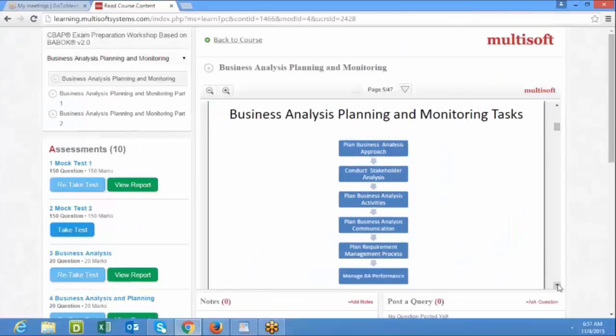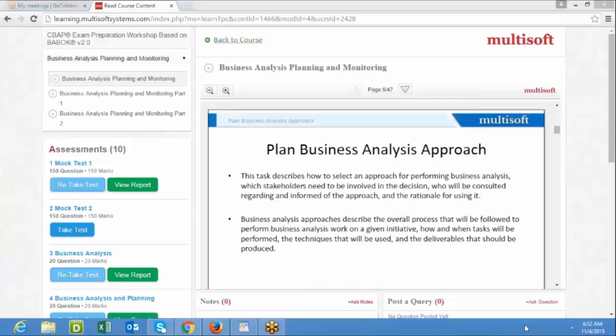So there were 6 tasks in this knowledge area. The first one was plan BA approach, then conduct stakeholder analysis, plan BA activity, plan BA communication, plan requirement management process, and manage BA performance. So 6 tasks in it. One by one we will be opening them up. Now we are just starting with the first task of the knowledge area, just to give that momentum that there are 32 tasks in the whole course. This is the first one of those 32 tasks.